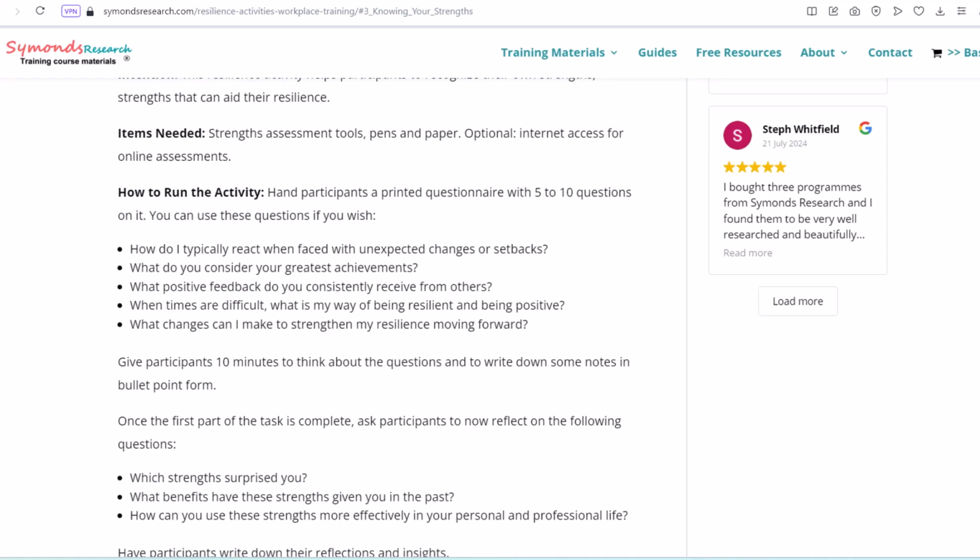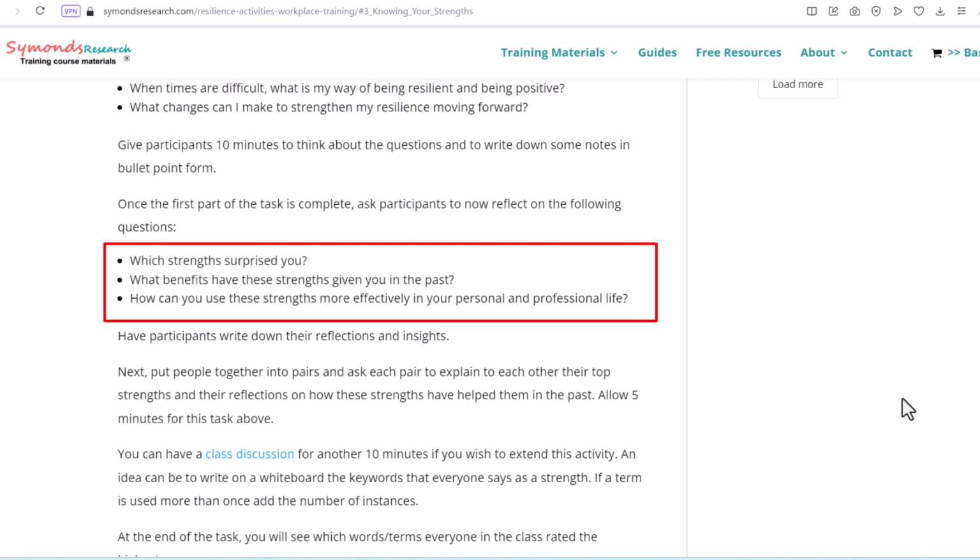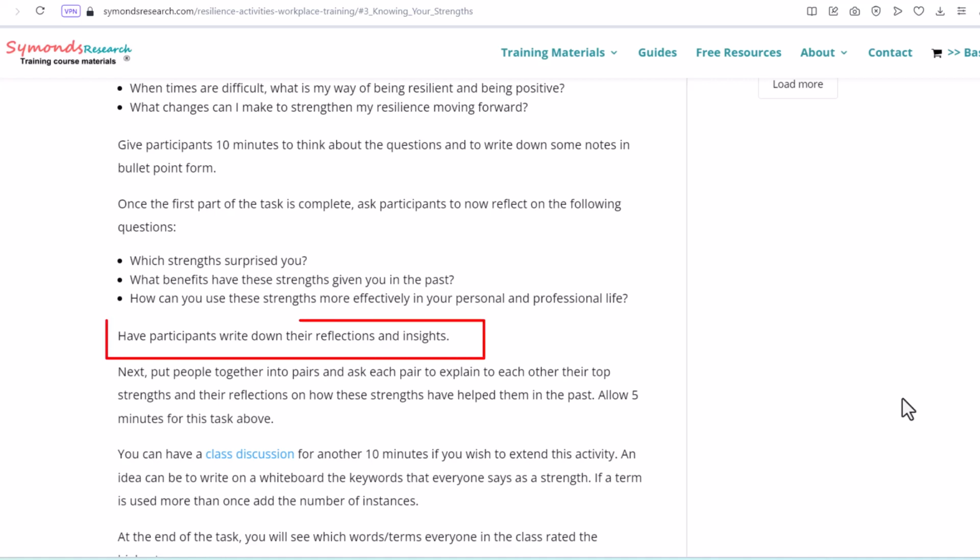So once they've completed this part of the task, and I would suggest allowing 10 or 15 minutes for that, you're now going to ask them to reflect on the following questions. Which strengths surprised you? What benefits have these strengths given you in the past? How can you use these strengths more effectively in your personal and professional life moving forward? So you want the participants to write down the reflections and insights to these new questions. And this is all about, of course, resilience. We want them to reflect on the strengths they already have, the strengths that they sometimes don't even realize or think about, but they have, that make them strong and positive moving forward.